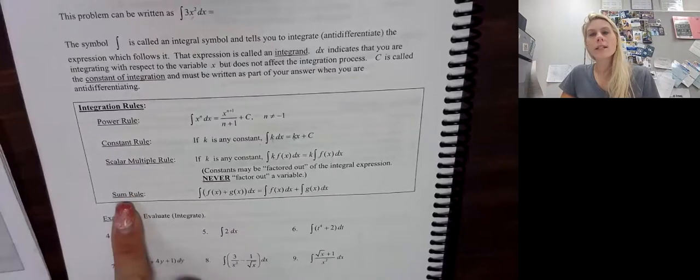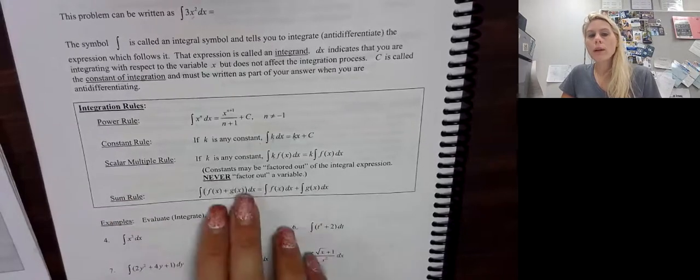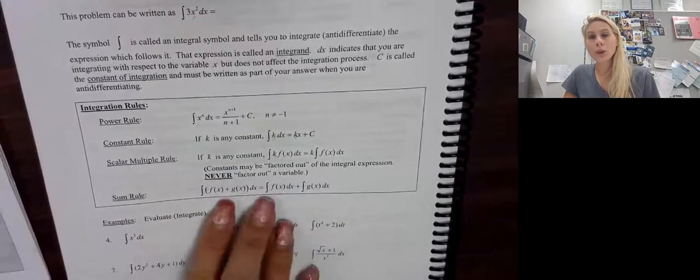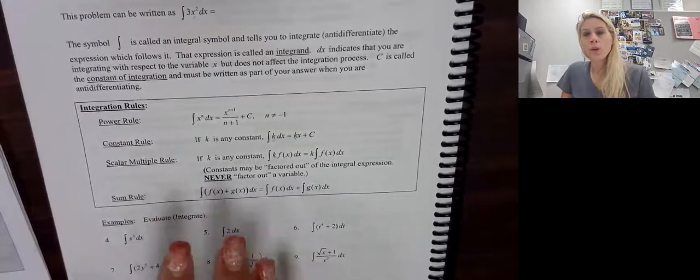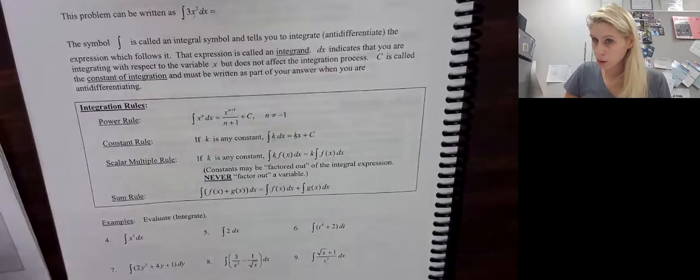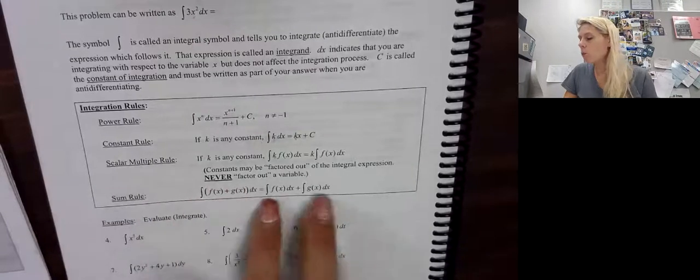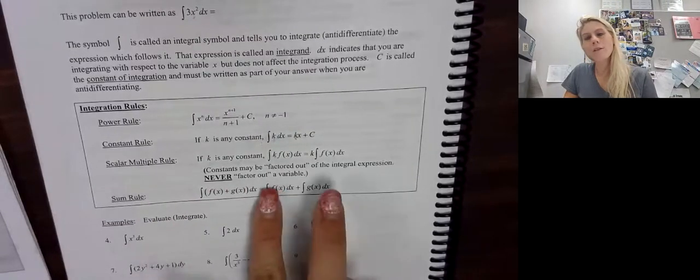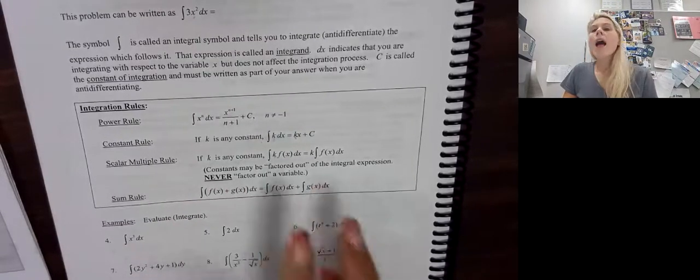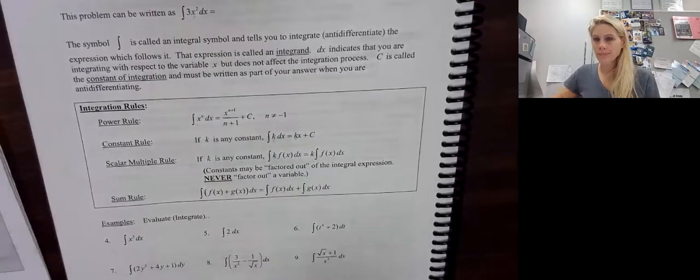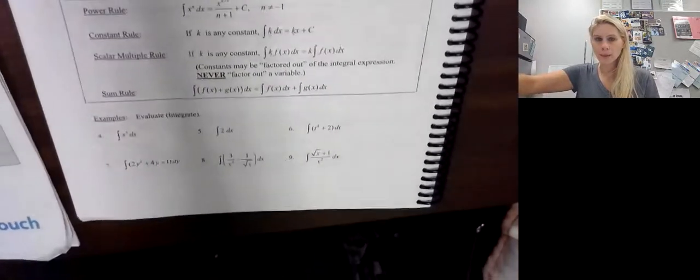We also have the summation rule. So if we are taking the integral of two functions that are added or subtracted onto each other, we can actually take the integral of each part separately and then put it together at the end. Okay, so we're going to do some examples right now.